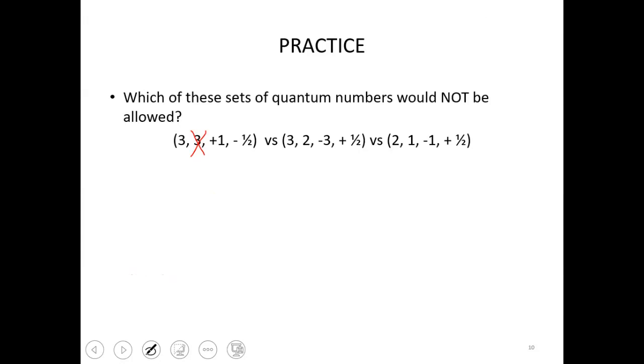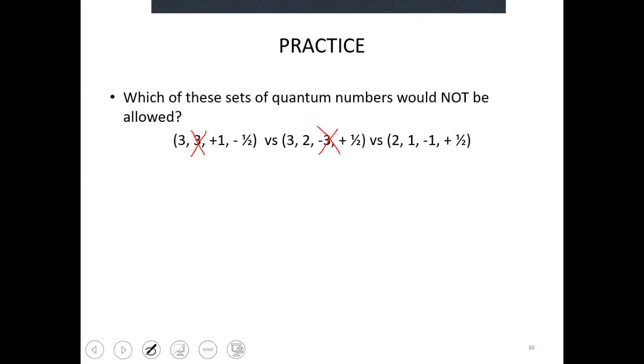And the next one, ML is minus 3. But we said that the value of ML is conditional to the value of L. It can go from minus L through 0 all the way to plus L. And basically what it says here, if L equals 2, then ML cannot be negative 3. It can only be minus 2, minus 1, 0, 1, and 2.